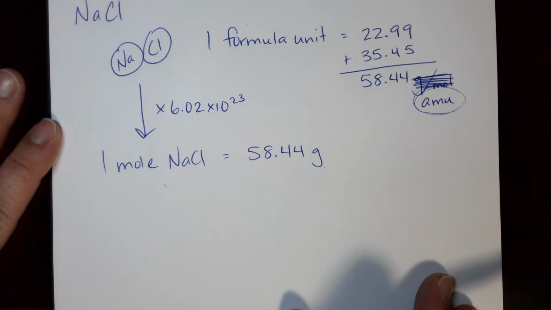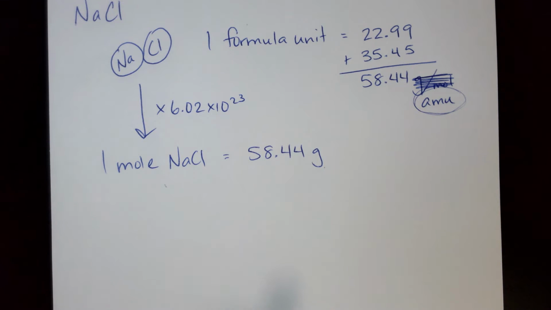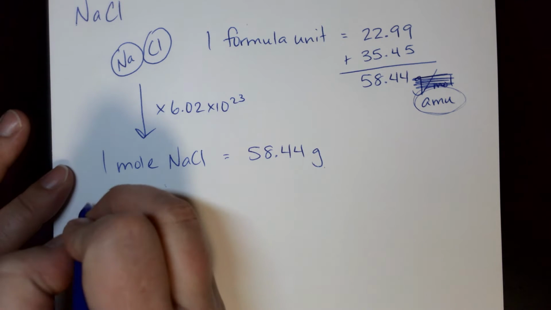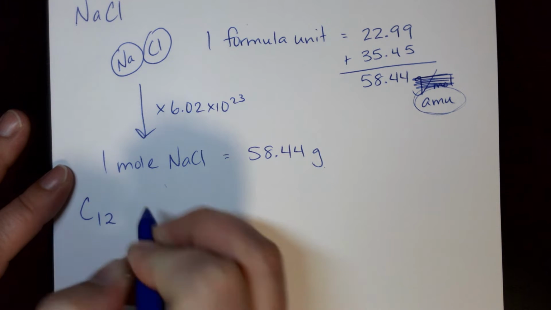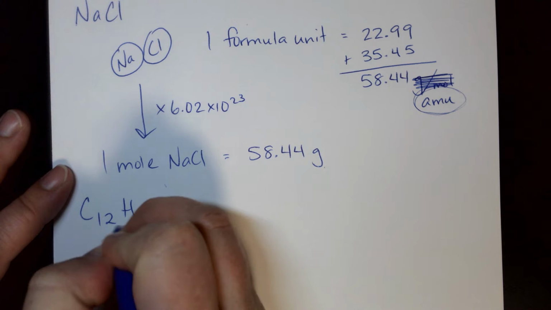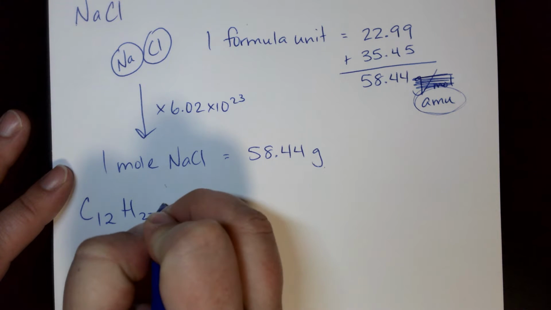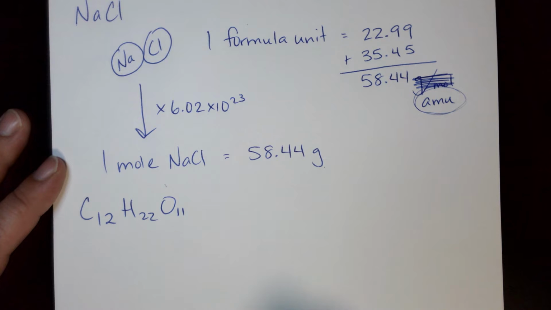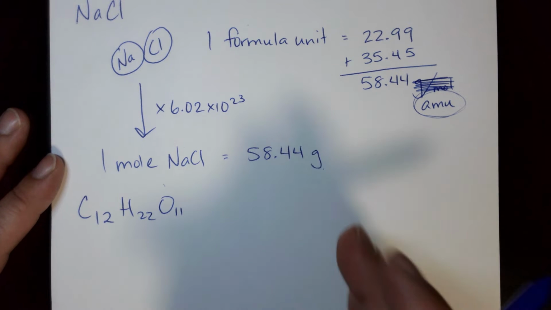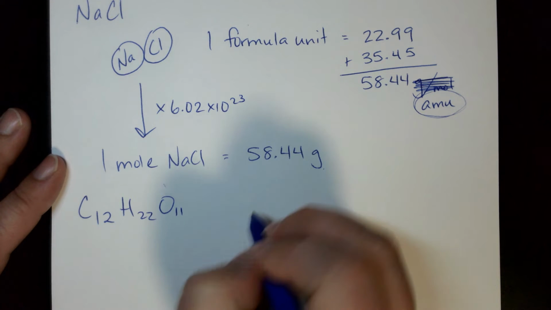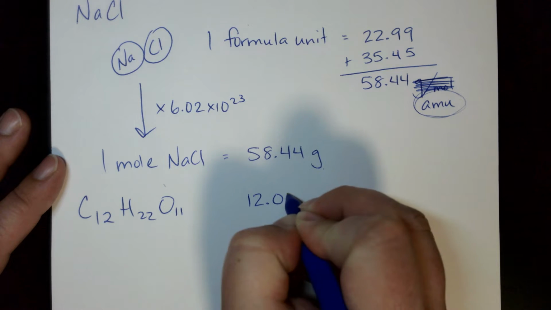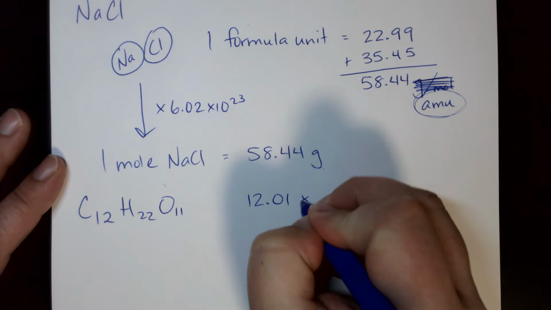So like I said, if we were working with something that was covalently bonded instead of ionically bonded, let's look at something like sugar, C12H22O11, so a rather big compound. The way that we would find the molar mass of this, we would take the mass of a carbon atom and we would multiply it by 12.